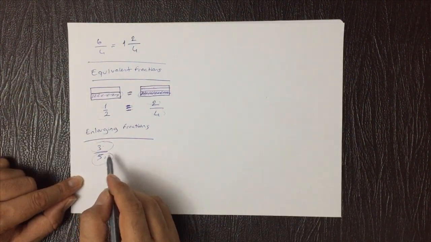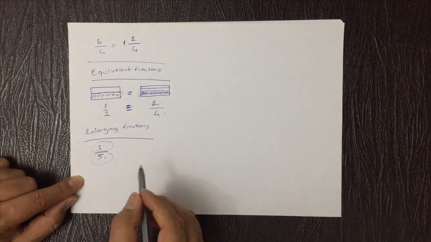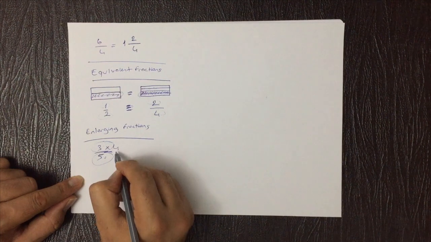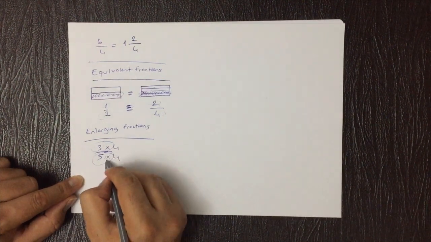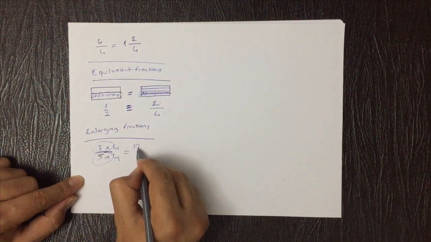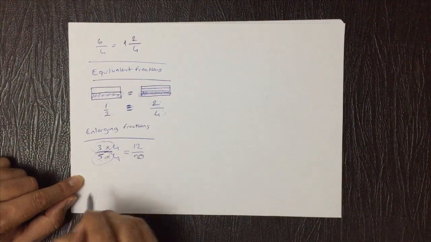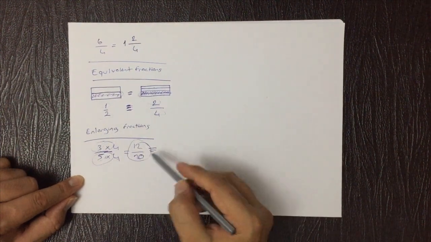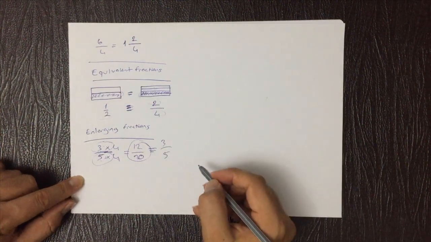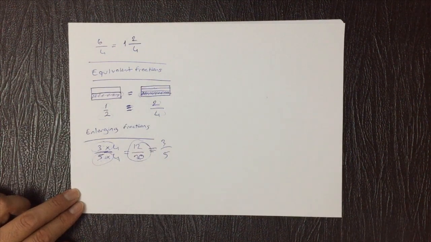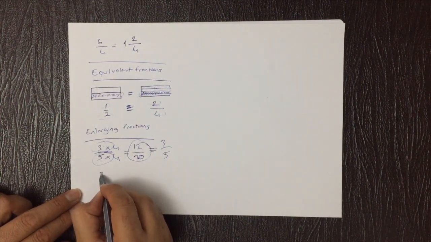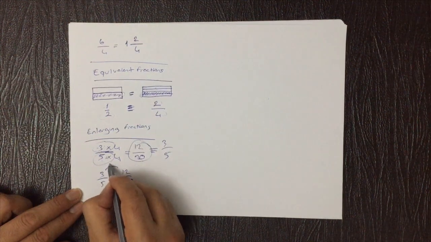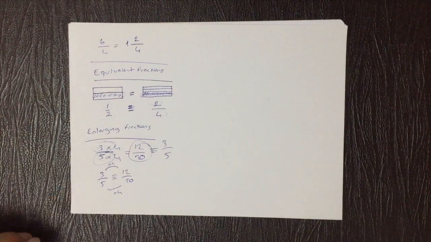Okay, so let's do that one again. For example, I want to multiply by 4. Then I have to multiply by 4 here too, so that the fraction will not change. 3 times 4 is 12. 5 times 4 is 20. Then 12 over 20 is equivalent to 3 over 5. You can write it again: 3 over 5 is equivalent to 12 over 20. Why? Because the top is multiplied by 4 and the bottom is also multiplied by 4. That's why it's equivalent.